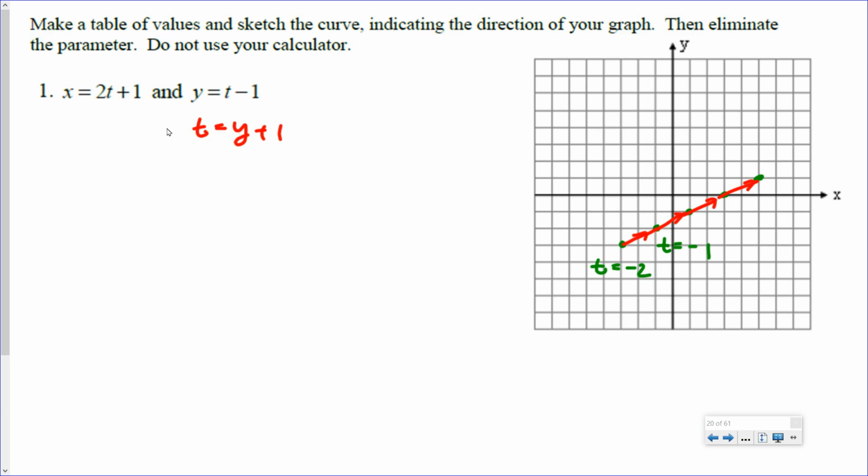Okay, well, if t is y plus 1, I can take that t and plug it right into this t. So that means x is equal to 2 times the quantity y plus 1, plus 1. Is everybody good with that? Okay, so this is equal to x is equal to 2y plus 3.